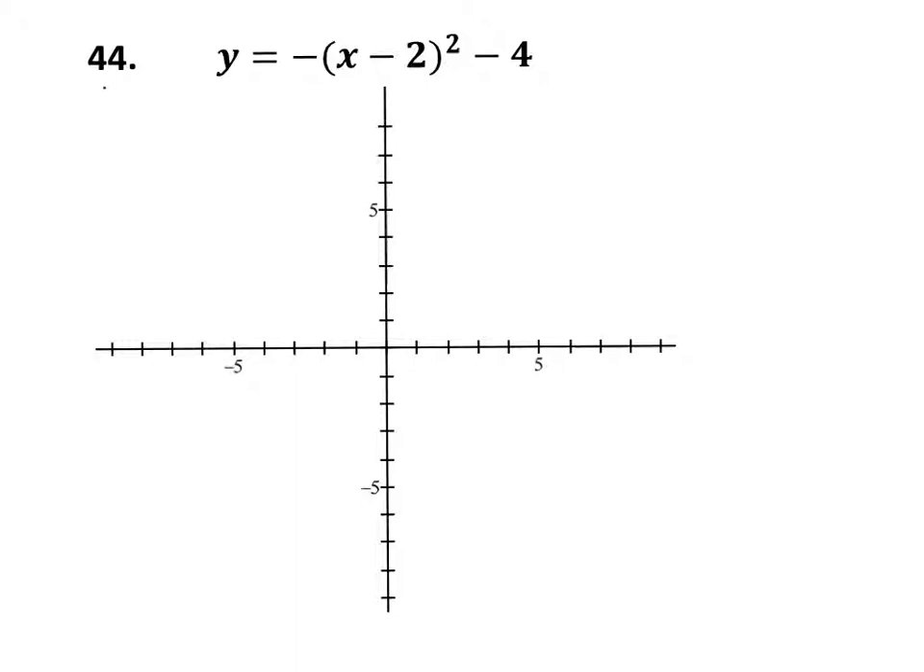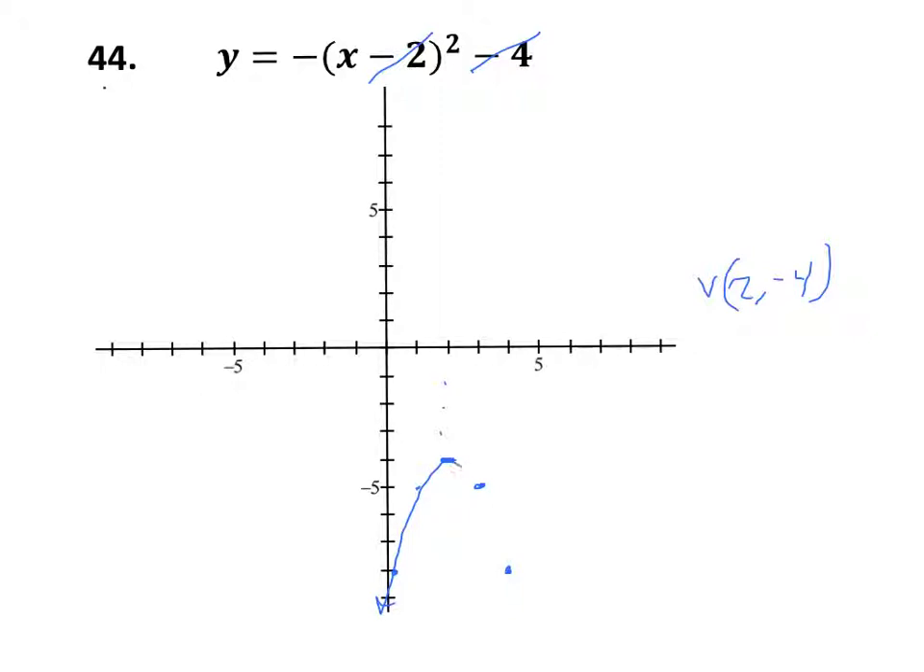Okay, so how do we move this? We're going to go to the right 2 and down 4. Okay, so there's our vertex. Our vertex is at 2 and negative 4. Okay, now we don't need those two numbers anymore. So from there, I go right 1 and down 1 squared. I go right 2 and I go down 2 squared. Left 1, down 1 squared. Left 2, down 2 squared. Okay, and there's our graph.